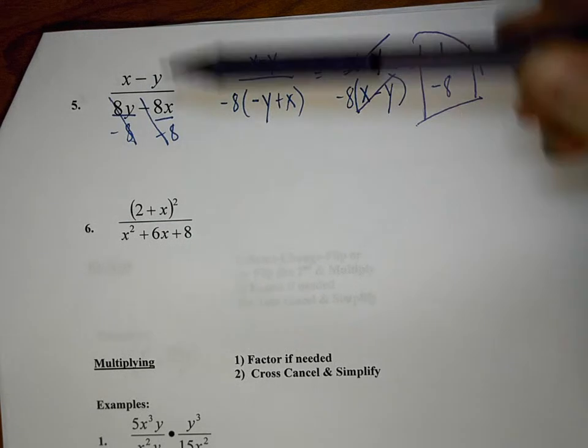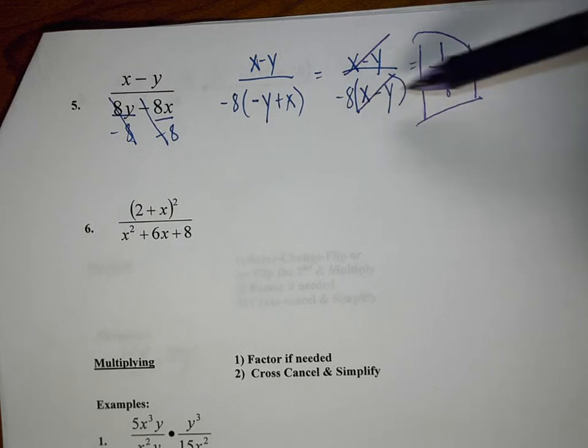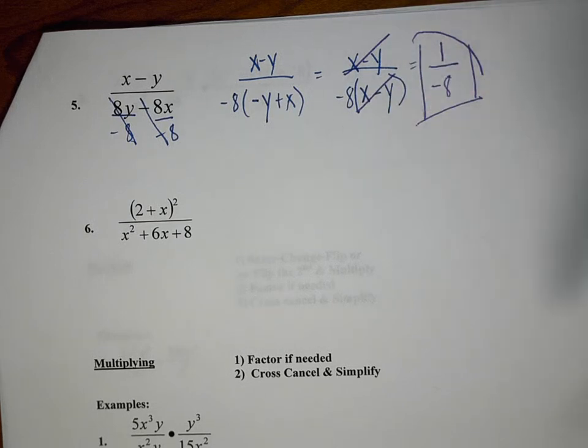So just know if they don't look exactly the same, if you can take out a negative, then maybe they'll end up becoming the same. So there's a few problems like that.